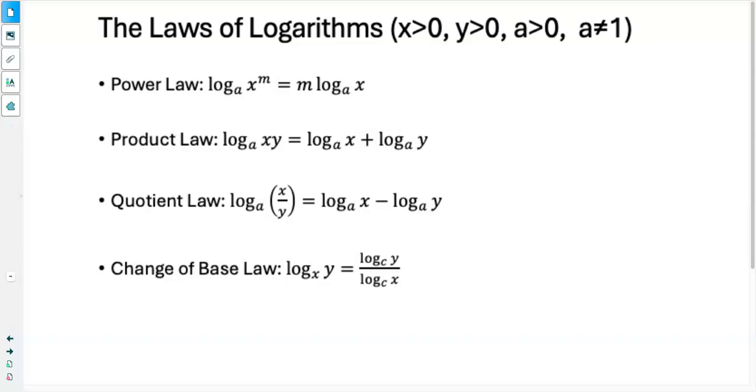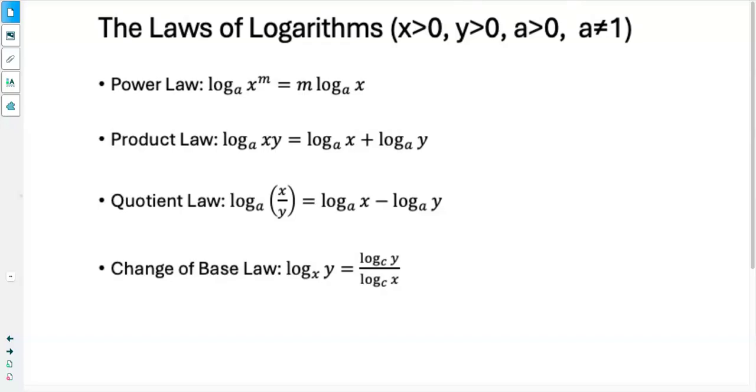We also have our quotient law, which states if we have log base a of x divided by y, that can be broken into log base a of x minus log base a of y. And we have a change of base law, which is log base x of y is equal to log base c of y over log base c of x.